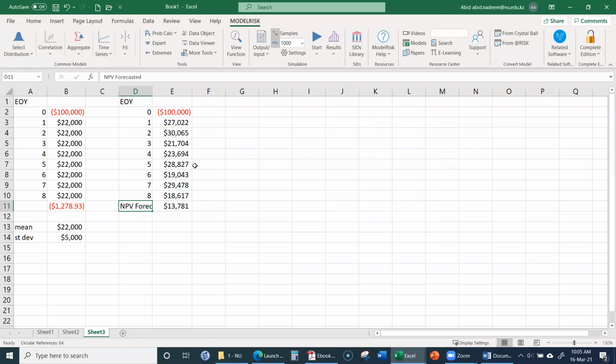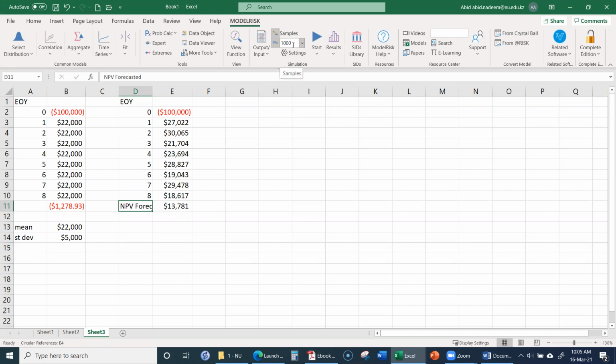So with these two very basic steps, the model has been completed, and now we can run the simulation. For running the simulations, we first need to select the sample. By default, 1,000 samples are shown over here. You can change it to any value which you like. I don't want to change it too much. With more samples you will get smoother answers, but it will also take more time for the simulation. For 1,000 samples, it will take just a few seconds.